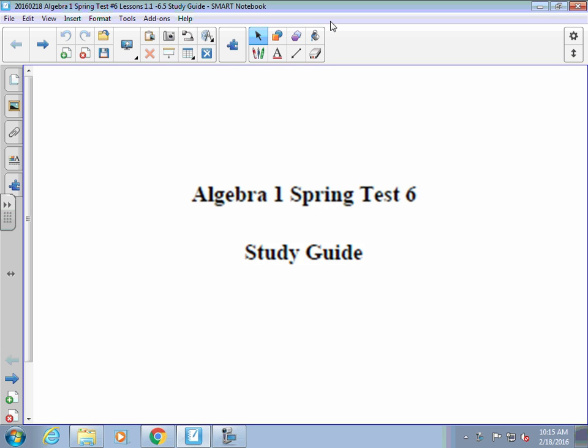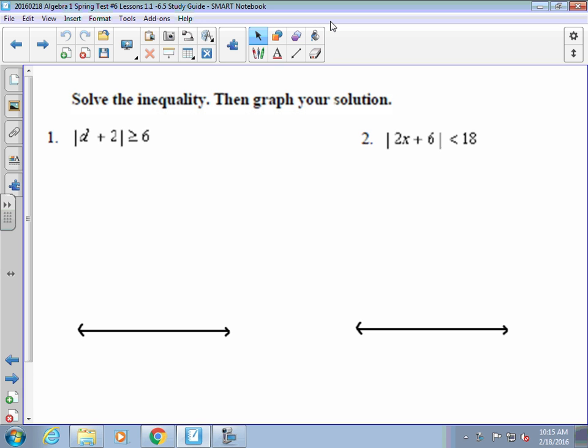It's Algebra 1, Spring Test number 6 study guide. First two tell you to solve the inequality, then graph the solution. So we have the absolute value of, in this case, d plus 2 is greater than or equal to 6.